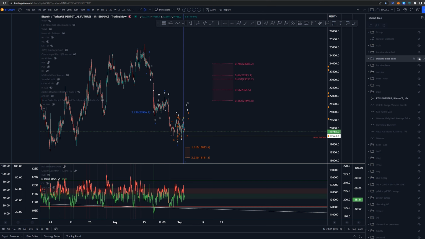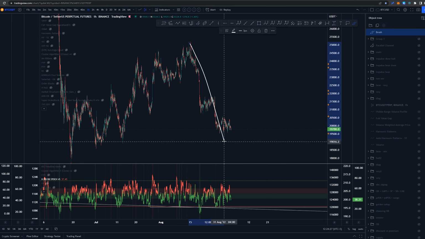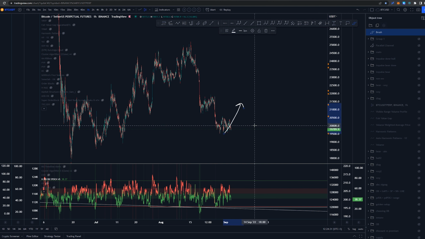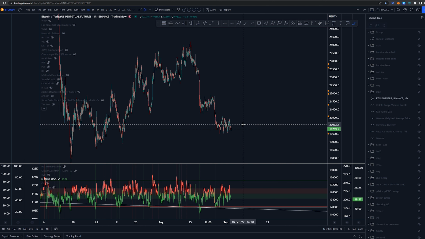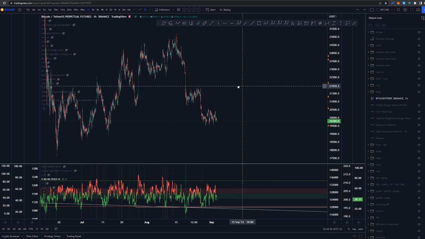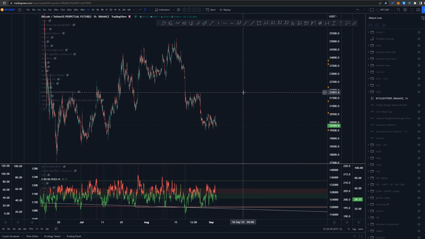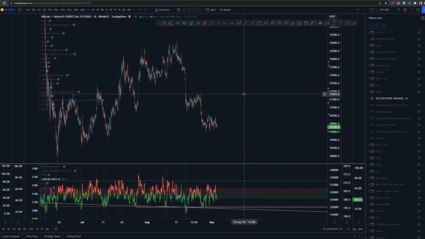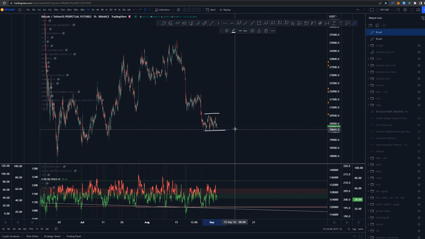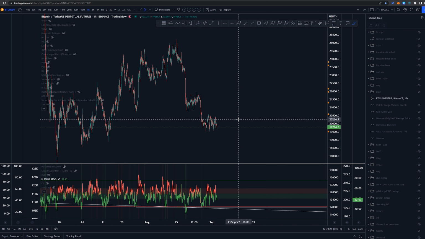But again, we had the other option here where we would end the structure here, and we indeed could be looking for impulse waves off of these lows. But again, time will tell. We'll see what is going on, most likely next week, I think. I don't think we can hold on to this range for the next week. But that is pretty much everything I wanted to cover today.